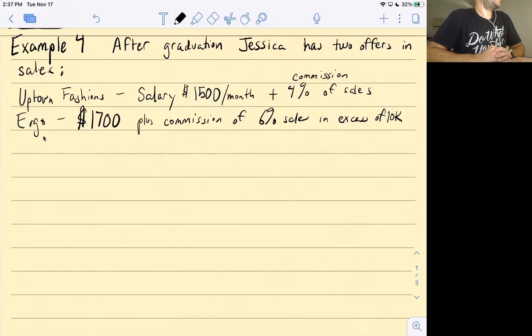Car sales, anybody who works in car sales usually works on commission. Does anyone know how car salespeople, I don't know if they still do this, but does anyone know how they would work?